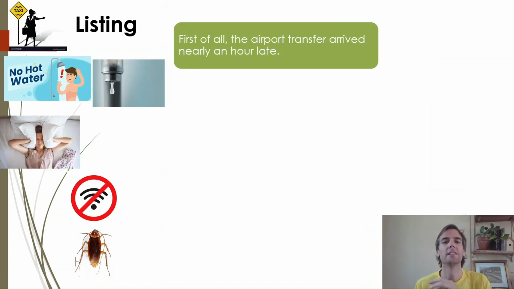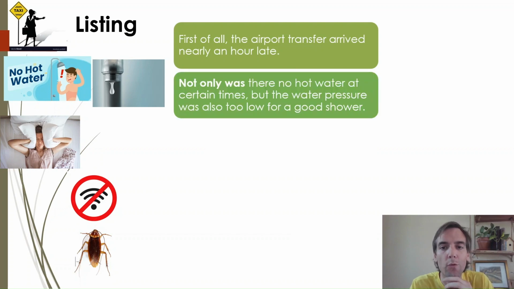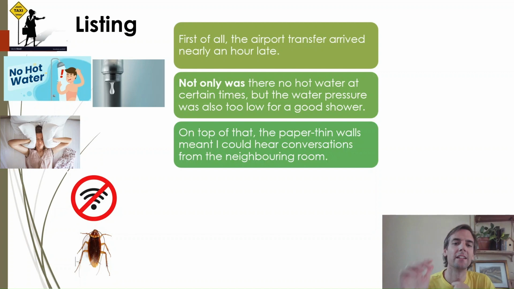And here's what I wrote. First of all, the airport transfer arrived nearly an hour late. Something about transport being late. Not only was there inversion, like we've looked at in part 4 of the use of English, not only was there no hot water at certain times, but the water pressure was also too low for a good shower. On top of that, paper thin walls, great Modest Mouse song, but these walls are paper thin, and I could hear the conversations from the neighbouring room. That's not what you want.